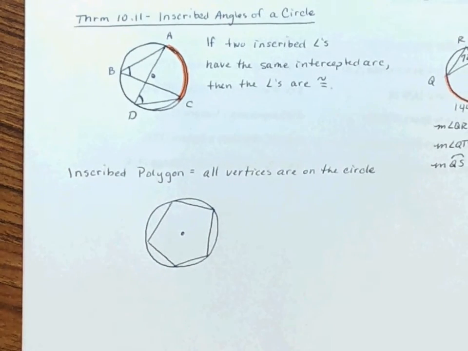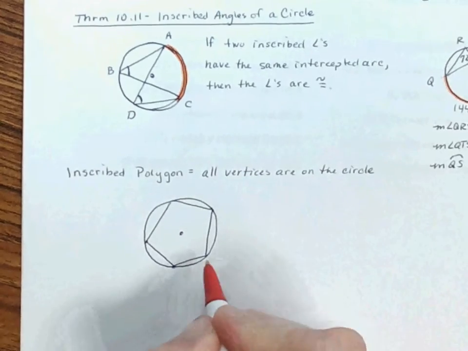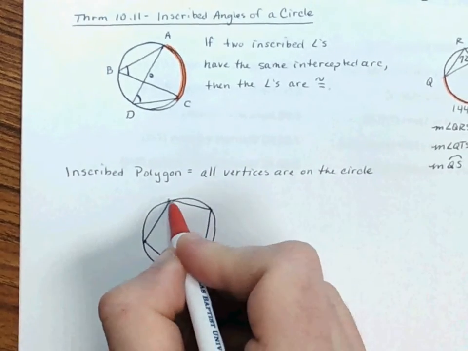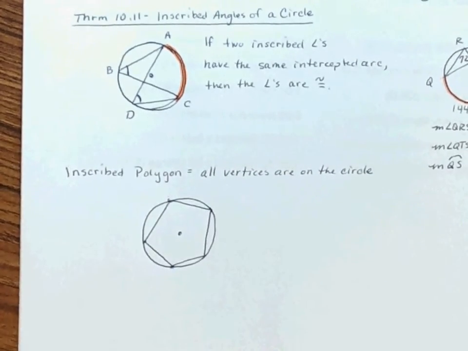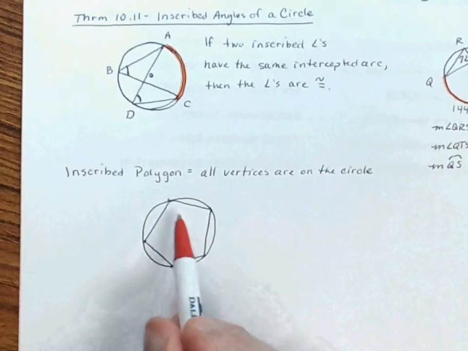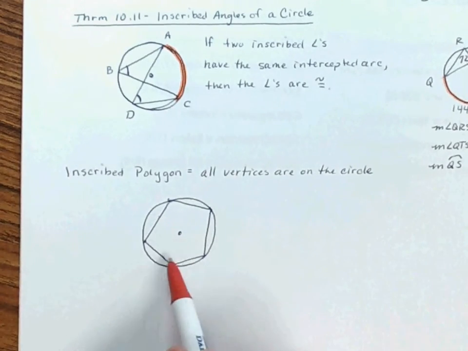That would be an example of an inscribed polygon, because all of its vertices are on the circle. Okay? This, in particular, would be an inscribed pentagon. 1, 2, 3, 4, 5 sides. An inscribed pentagon. All right?